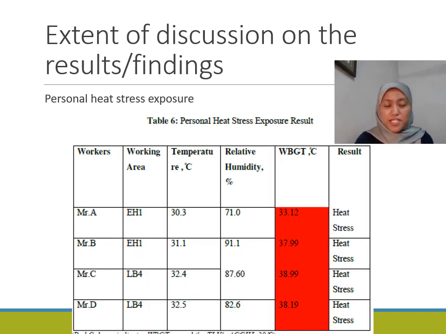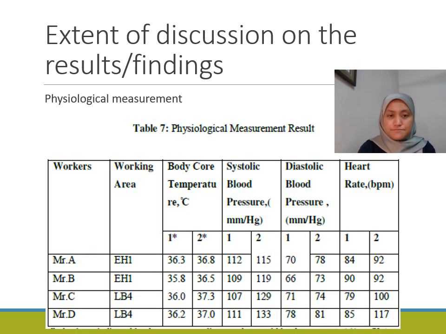Yeah, and then for the personal heat stress exposure, for each of the workers involved, A, B, C, D, the WBGT based on the temperature and relative humidity, the highest is Mr. C at LB4, but overall all of them are experiencing heat stress. And for physiological measurements, obtaining the information on blood pressure and also body core temperature, this is the result of it.